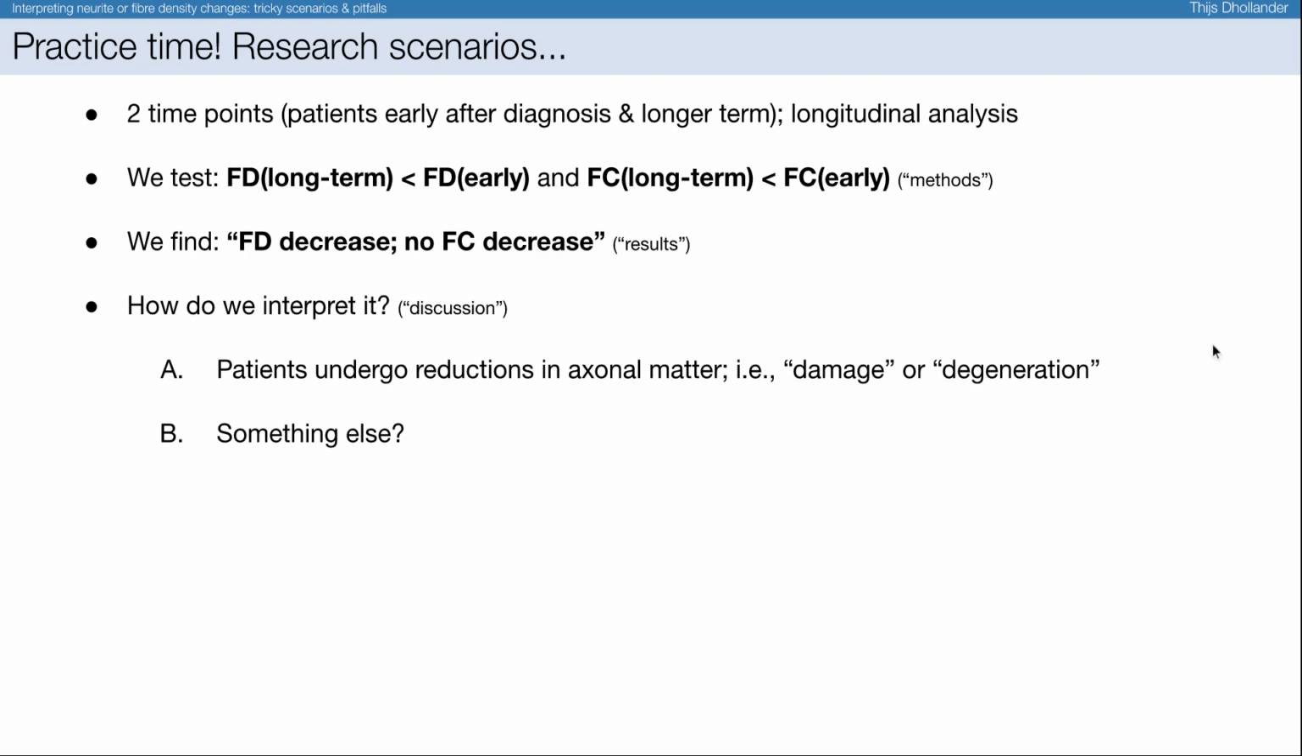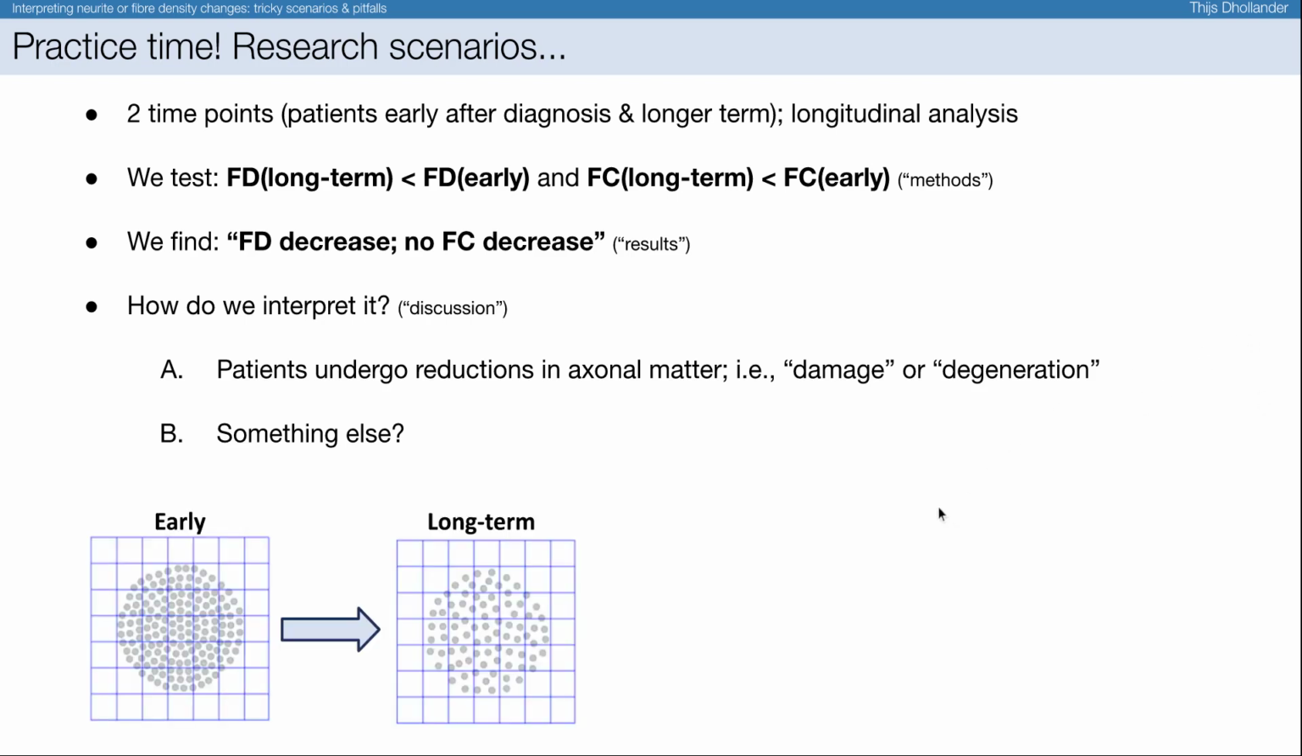All right. We're going to take the same approach as before and visit some scenarios. So here's a scenario, early to long term. The FD decrease is shown here. FD is indeed decreased, and the FC is indeed not decreased. So this scenario here is a very obvious scenario that is compatible with these results. Based on this, I think we could safely write that indeed there are reductions in axonal matter, less axons. So there is degeneration over time, or damage, or whatever your context is. But can we think of something else?